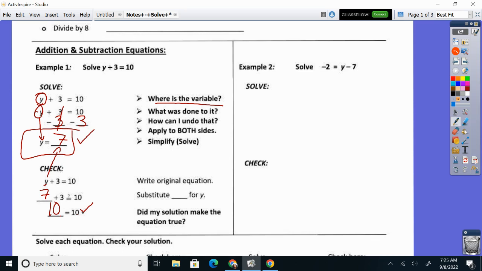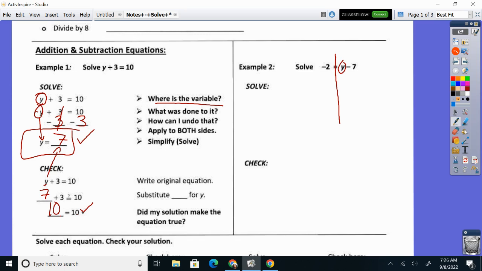Let's look at this example 2. And I put the line through the equal sign. And you'll see me do that more as we add more pieces to the equations, because that way you know if I do something on one side of that line, I do it on the other side of that line. So my variable is y. I need to get the y by itself. I have a minus 7 on that side with the y.